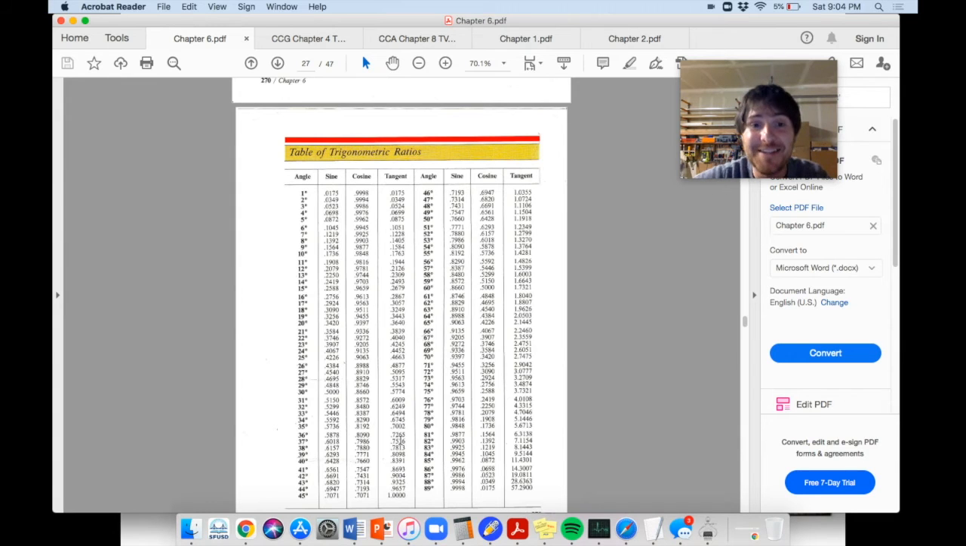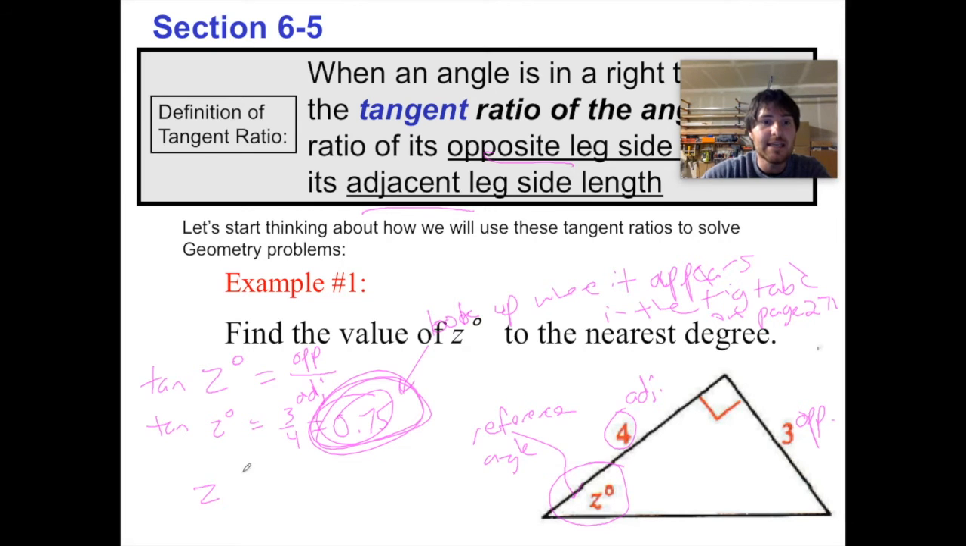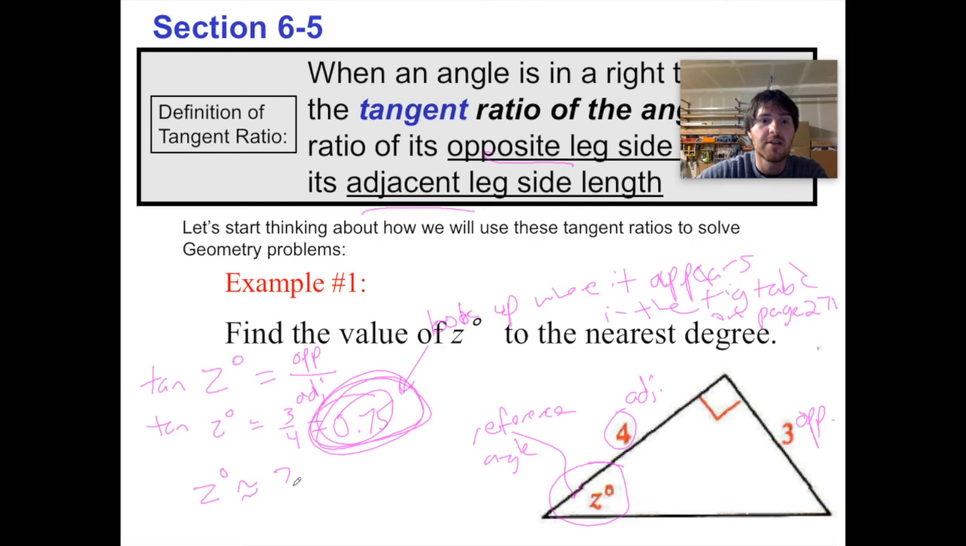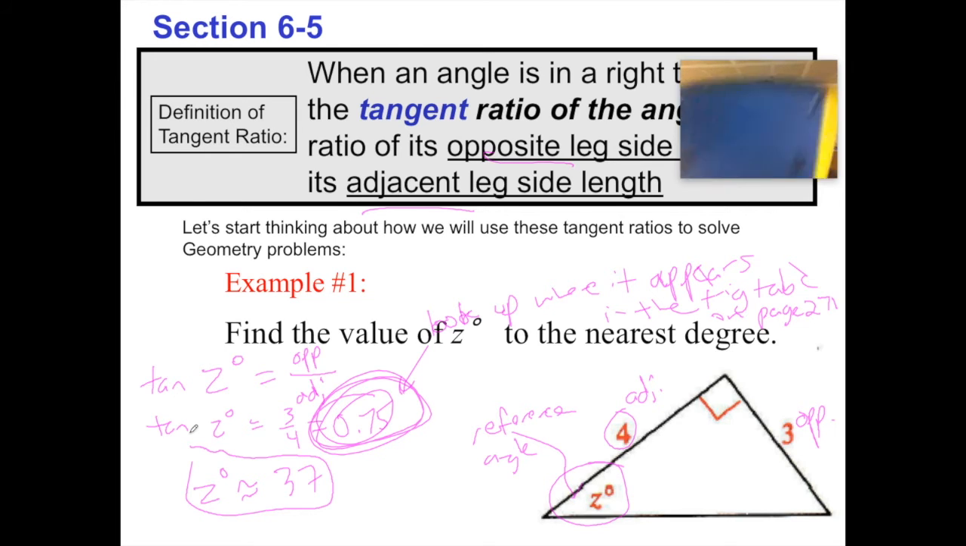So it's approximately 0.75, and I'm looking for 0.75 here, and that goes with 37 degrees. So z degrees is approximately 37 degrees, and we get our answer. Simple as that. Our slope ratio, our opposite over adjacent ratio, our tangent ratio is unique to that given angle. Another way I could have done this is using my calculator.